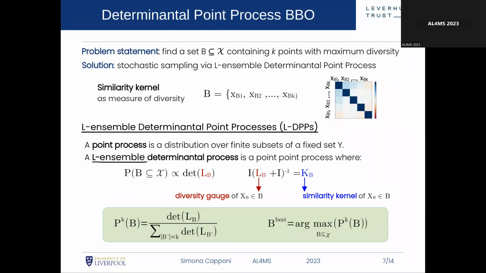So let's start from the first problem: sampling batch points as diverse as possible. This problem can be reformulated like this: let's try to find a batch, a subset of our search space, which contains exactly a given number of points k. And these k points must be as diverse as possible. So what does that mean? First, we define a measure of diversity or similarity just by using the similarity kernel, which is basically the covariance matrix between all the points which compose the batch.